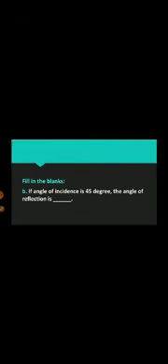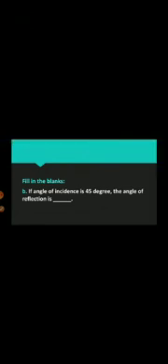So what will be the angle of incidence? Angle of incidence will be 0 degree. Why, students? The angle between the incident ray and the normal is the angle of incidence. So if the incident ray is falling along the normal, the angle of incidence must be 0 degree. Hope you have understood, students. Now go to the next question.